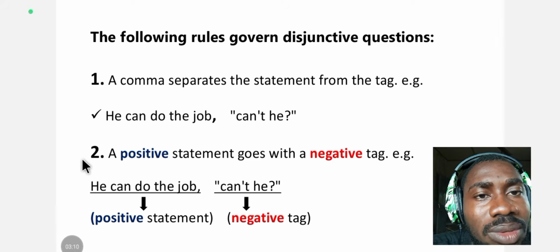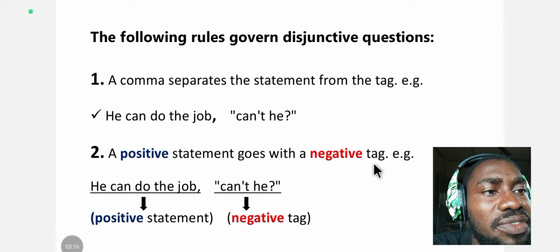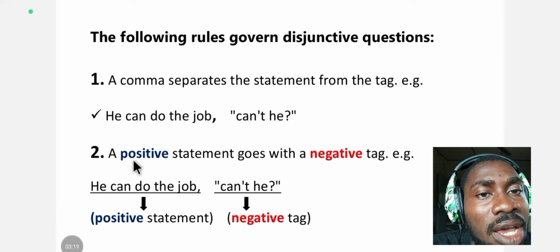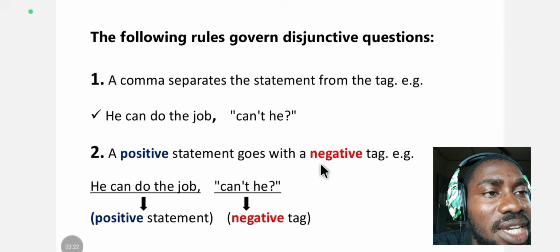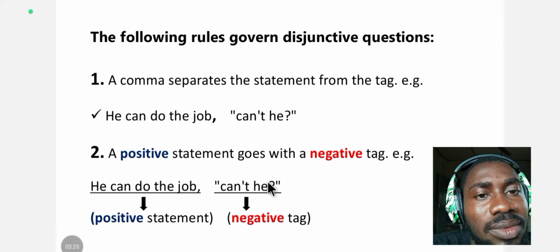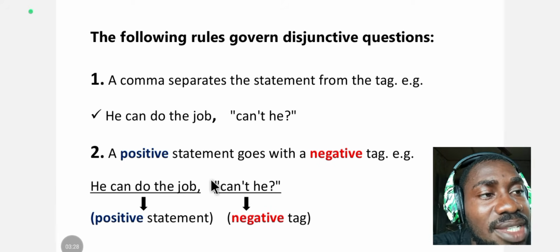Number 2, the second rule states a positive statement goes with a negative tag. Take note of the color codings. A positive statement goes with a negative tag. You know what a positive statement is. A positive statement is like a real statement. A negative tag is like an opposite, an unreal tag.